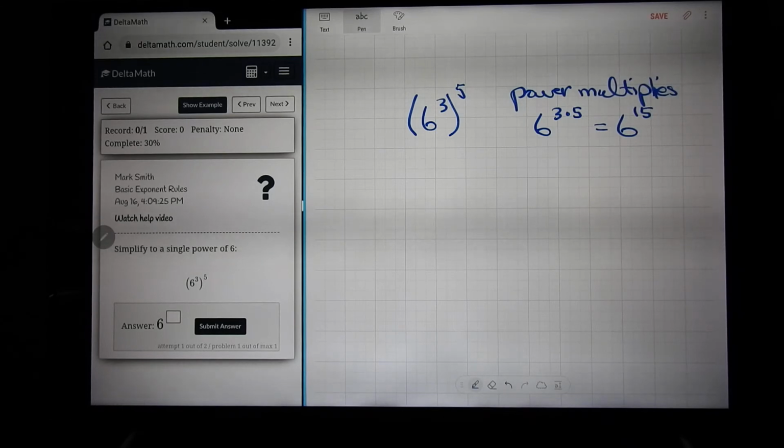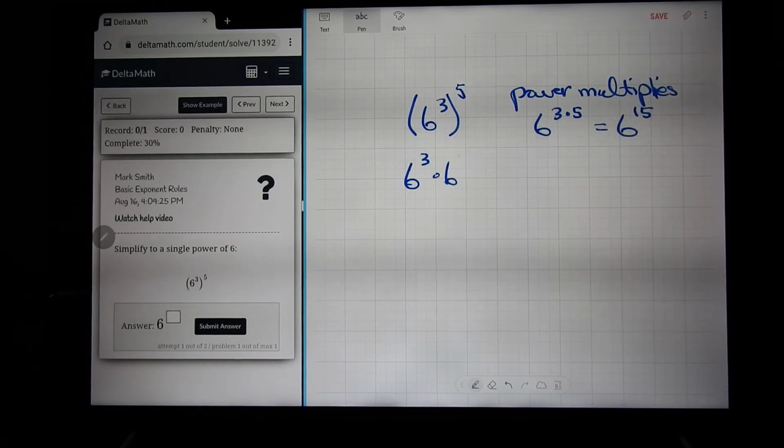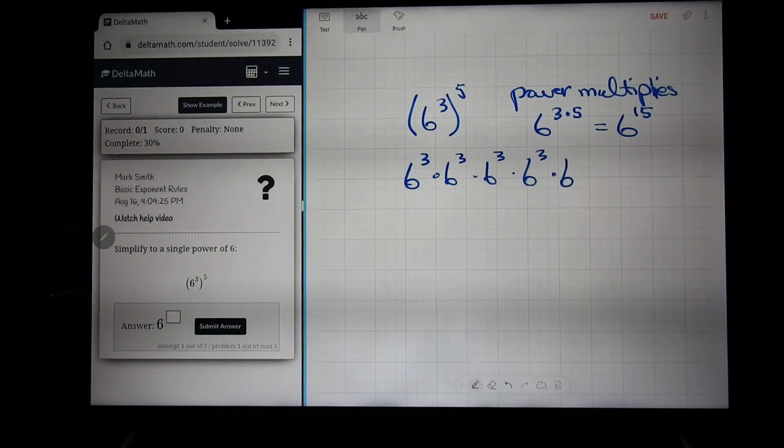Another way to think about this is we have 6 to the 3rd, 5 times. So we have 6 to the 3rd times 6 to the 3rd times 6 to the 3rd times 6 to the 3rd times 6 to the 3rd. How many 6's do we have there? If we skip count by 3's, we have 3, 6, 9, 12, 15. So we have 15 6's, so 6 to the 15th.